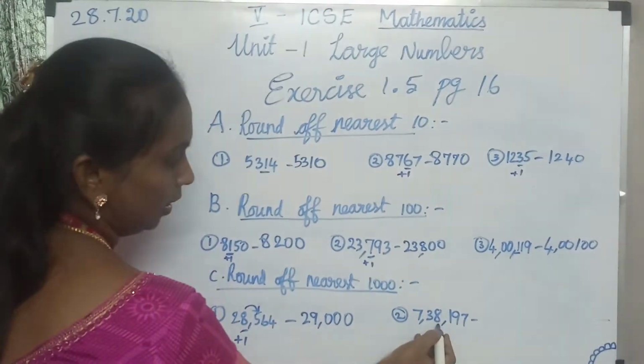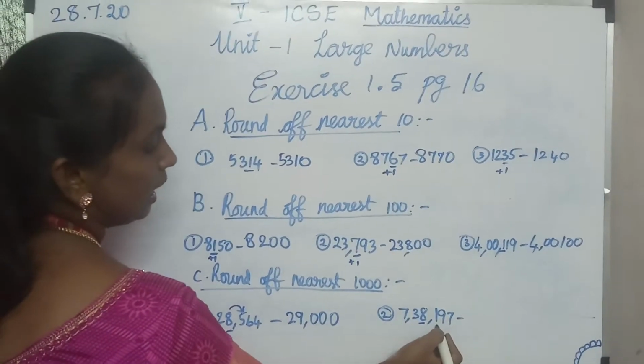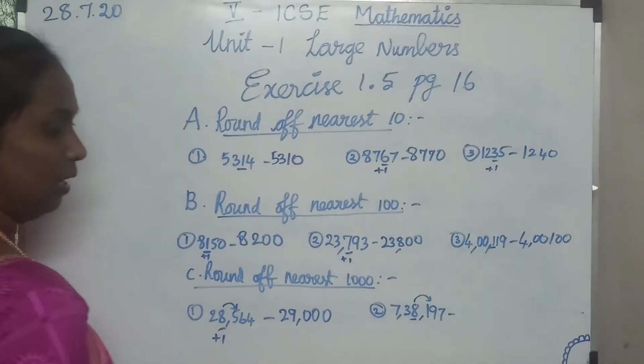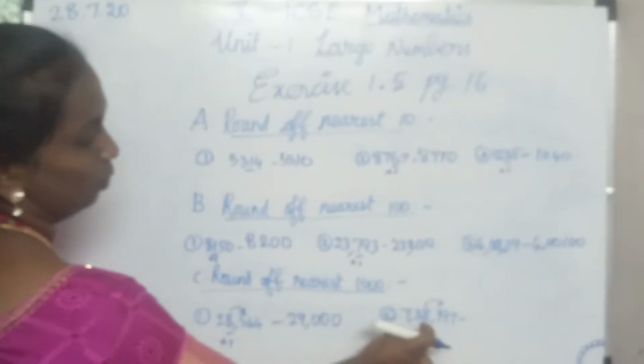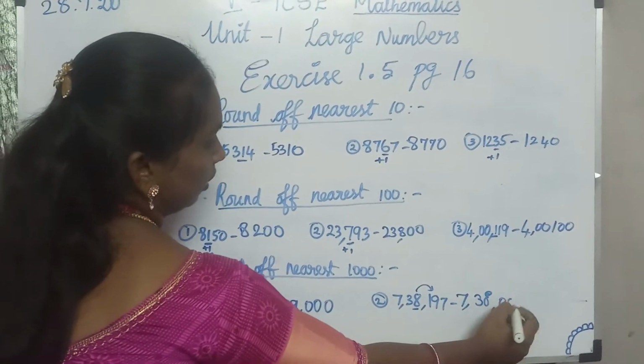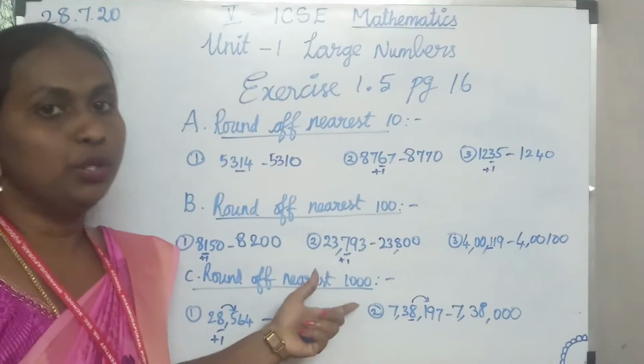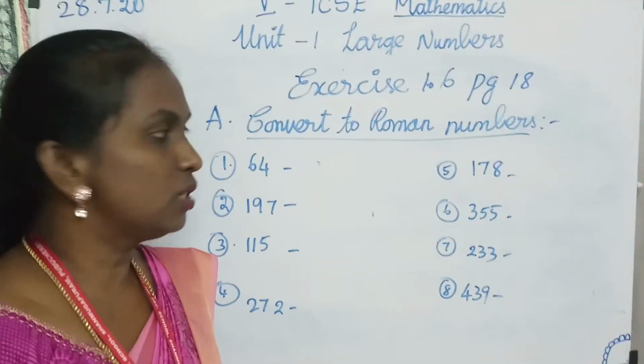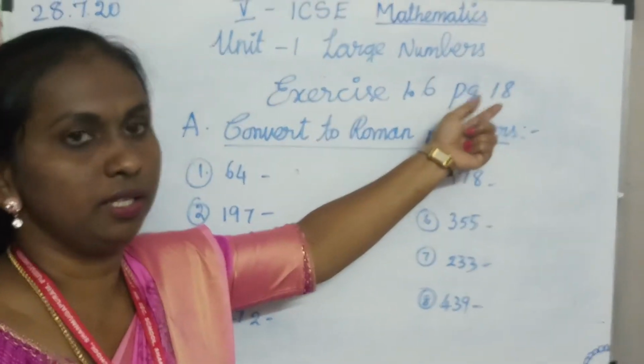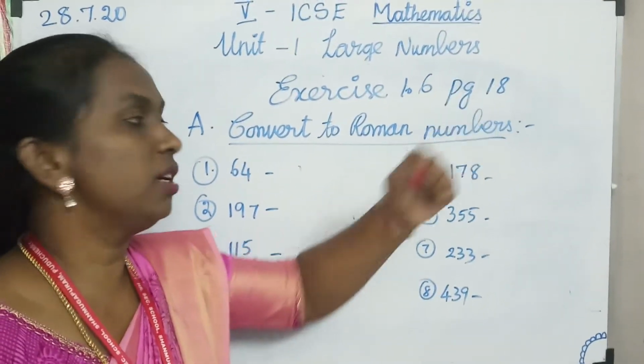7,38,197. Underline the thousands place value. See the hundreds place value. Here it is 1. So no need to change anything. So the answer becomes 7,38,000. Can you understand, children? Remaining sums are there, you can do it by yourself. Exercise 1.6, page number 18. This also you have to mention in your CWDR.